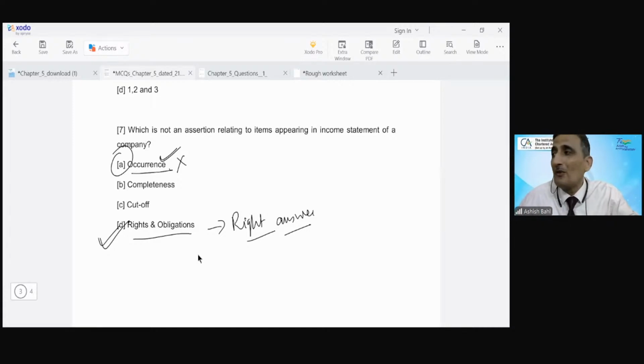And Malappa, how are you stating it is C? No, cutoff is very much an assertion of profit and loss items of transactions. So the answer is D, rights and obligations. Rights belong to assets and obligations belong to liabilities. So these belong to balance sheet heads, balance sheet captions.